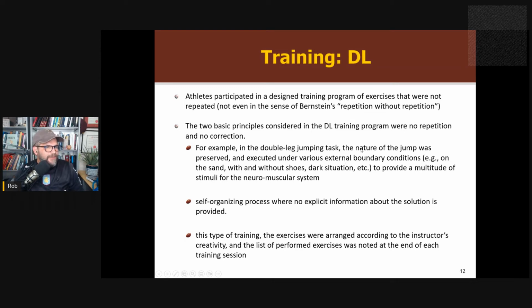So, for example, a double leg jumping task, they're still doing with 2 legs, but they're doing it in sand, with and without shoes, with and without the lights on, and so on. On each trial, something's different. They're self-organizing, right? They're moving, but without any explicit information about how. So there's not even the slightest guidance towards a solution, right? They're told to jump on both legs just in the dark, not how to do it. The instructors were given creativity about how to organize these, but they kept track of the order, right?